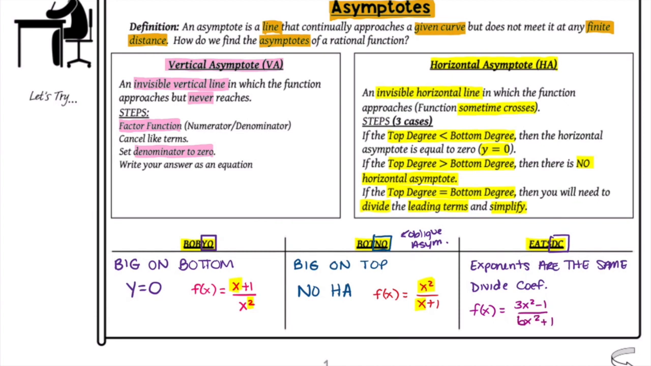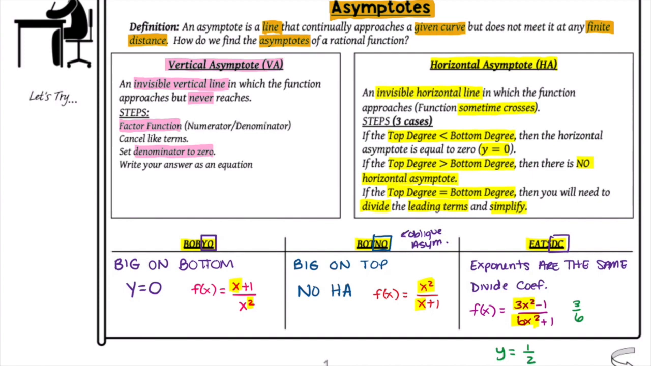Let's say we would have our function f of x equals (3x squared minus 1) over (6x squared plus 1). So here, I have my coefficient of 3, our coefficient of 6, and the exponents are the same. Since the exponents are the same both on top and bottom, we divide those coefficients. We would divide 3 divided by 6, giving us our horizontal asymptote of y equals 1/2.